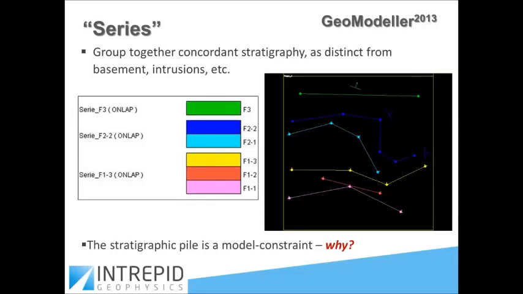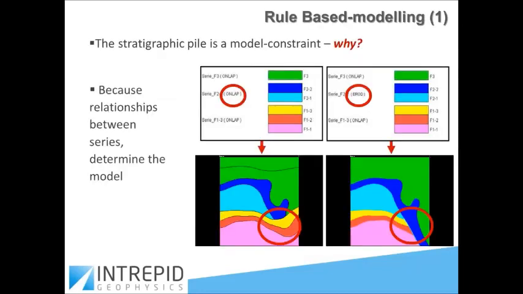The first thing I'd like to say is that the stratigraphic pile is actually a model constraint. And so why is that? Hopefully this slide will illustrate that point. It's because you can see on the left-hand side, for the top of the yellow unit, we have a blue series which has an onlapping relationship. And so you can see on the left-hand side that this model is created as onlapping, and so the blue is going to stop against the yellow.